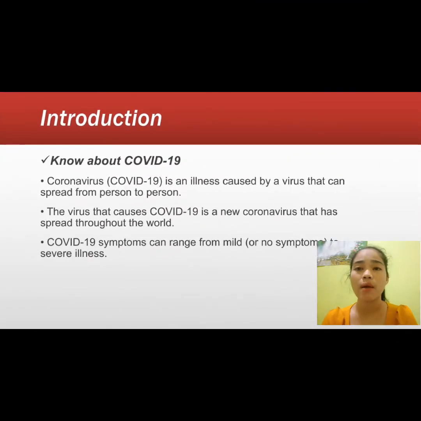Okay, so know about COVID-19. Coronavirus or COVID-19 is an illness caused by a virus that can spread from person to person. The virus that causes COVID-19 is a new coronavirus that has spread throughout the world. COVID-19 symptoms can range from mild or no symptoms to severe illness.